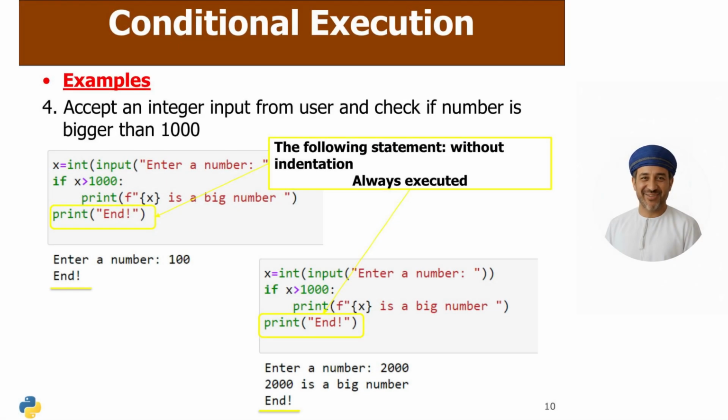Check if a user input integer is greater than 1000. Use conditional execution. If the condition is true, execute the indented block. Statements without indentation, like printing a message, always execute regardless of the condition. This ensures feedback is provided to the user.